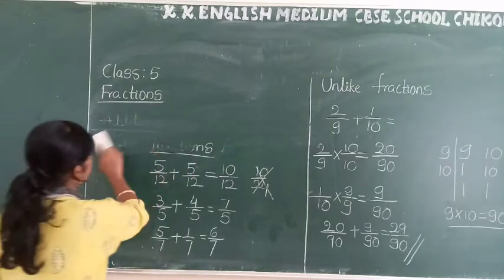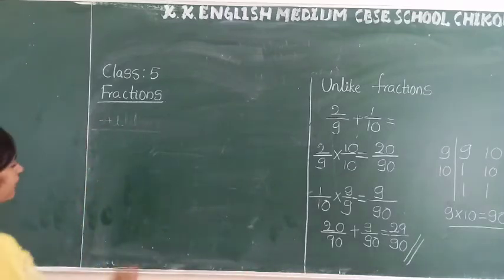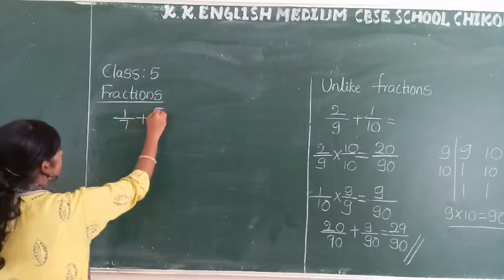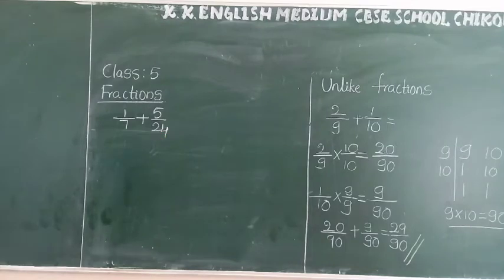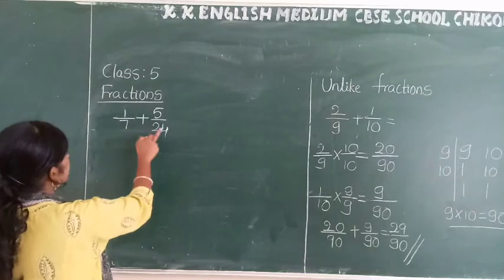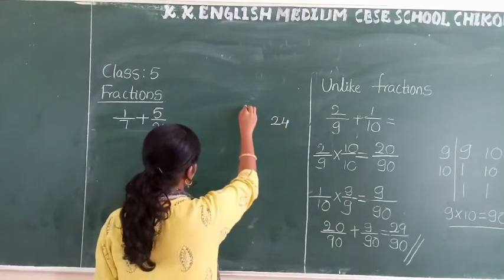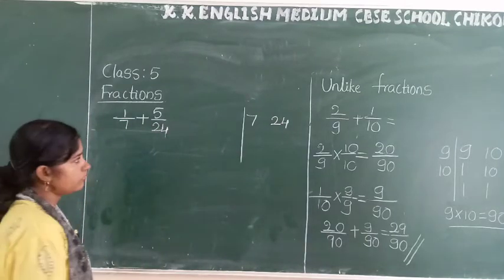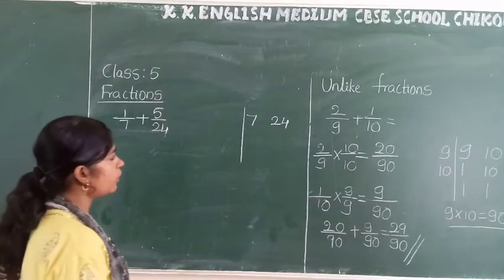Next I will take one more example, and that is 1 by 7 plus 5 by 24. What is the first step? You have to take the LCM of the denominators. Just observe, the denominators are 7 and 24. See here, 7 and 24 are not there in the same table. 7 ones are 7, 7 twos are 14, 7 threes are 21.